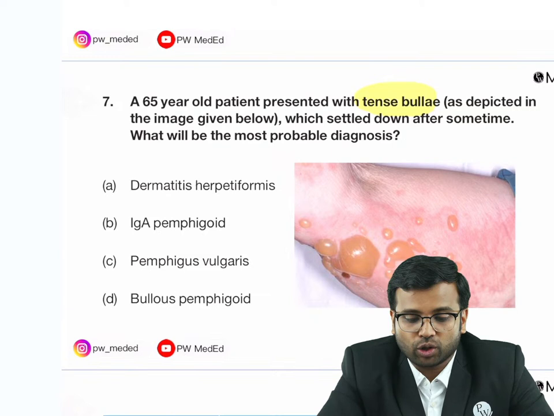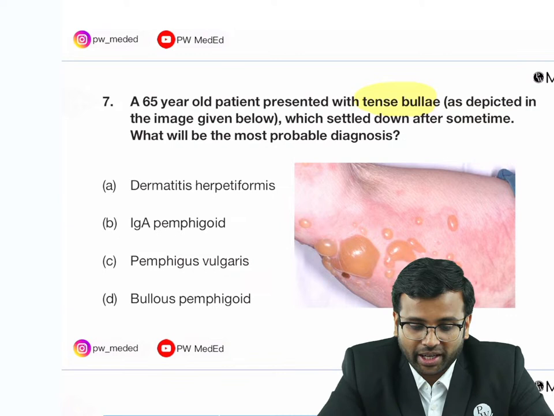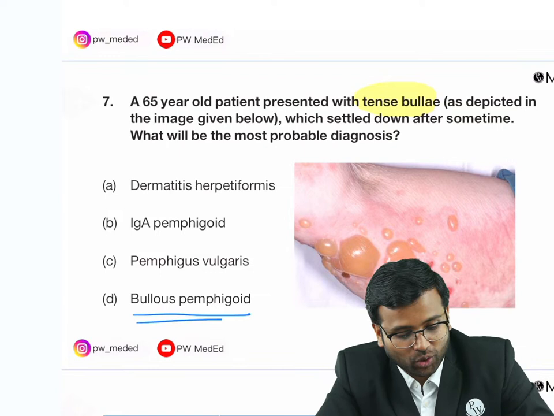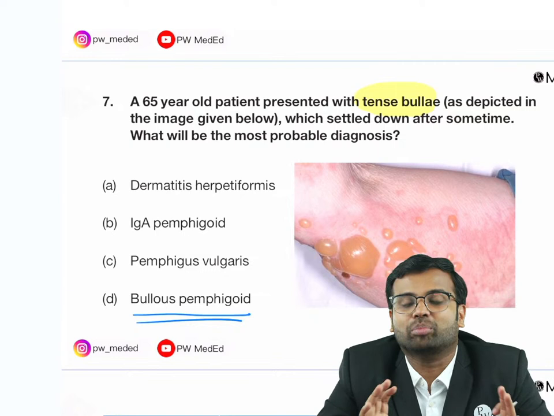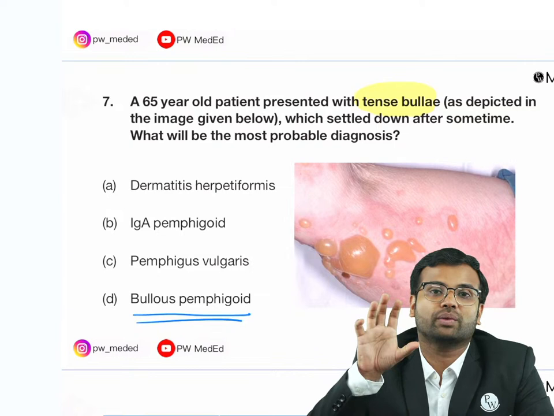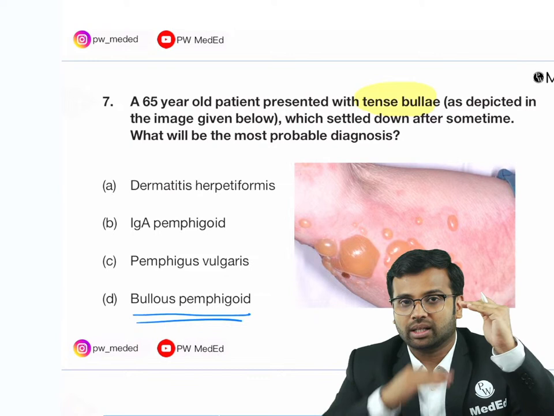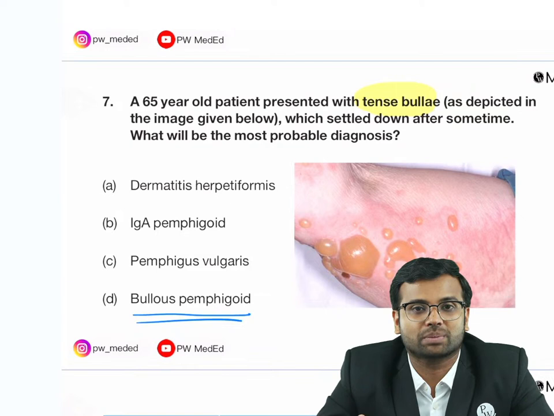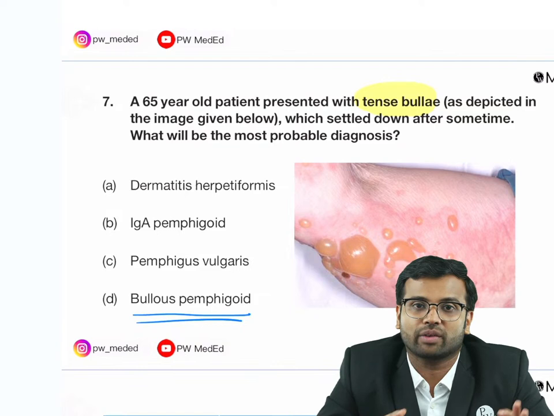So if it is a tense bulla, what is the right answer here? So Vinay, Kesush, all of you are answering. Tense bulla means this is going to be bullous pemphigoid. So why is the bulla in bullous pemphigoid a tense bulla? Why does it not break so easily? The answer is because this bulla is formed below the epidermis, not within the epidermis. In the skin, you know that the outermost layer is the epidermis, then comes the dermis, and then the subcutaneous tissue. Now, where is the bulla formed in bullous pemphigoid? It is formed below the epidermis, and that is why we call this a tense bulla, which does not break very easily.